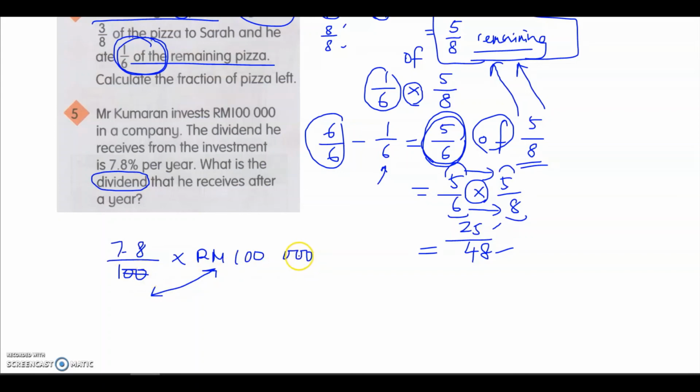Cross two zeros, cross two zeros. So 7.8 times 1,000, right? 7.8 times 1,000. You can write a few zeros first. Move the decimal point to the right because we times. Move how many times? 3 zeros, so 3 times. So 1, 2, 3 over here. So the last zero is not necessary. And then this decimal point is no longer here. So what you get? 7,800 ringgit.